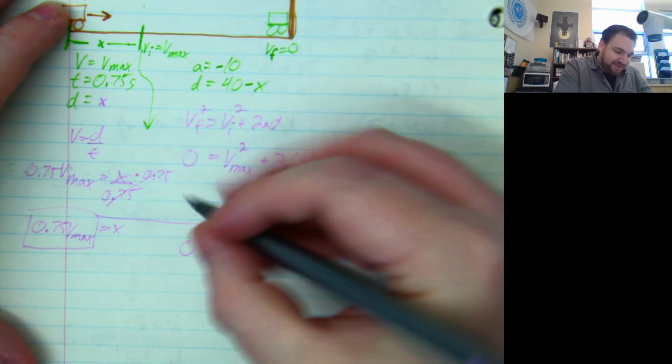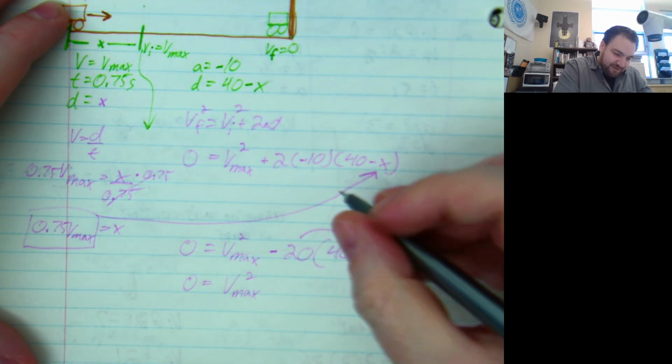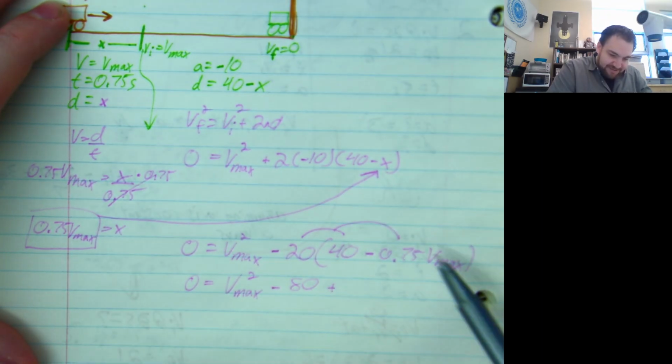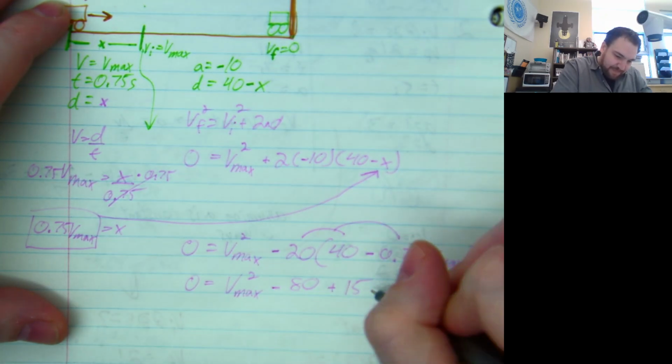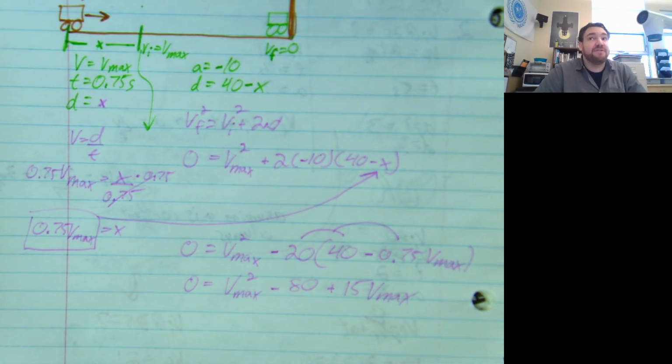Okay. So 0 is equal to Vmax squared minus 80 plus 15 Vmax. And then usually that's the thing you have to solve. You're going to get two velocities, a positive one and a negative one. The negative one doesn't make sense because that means the car is going backwards away from the barrier.